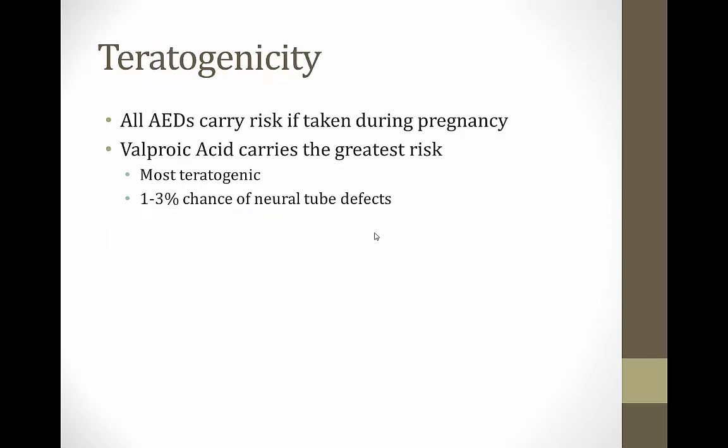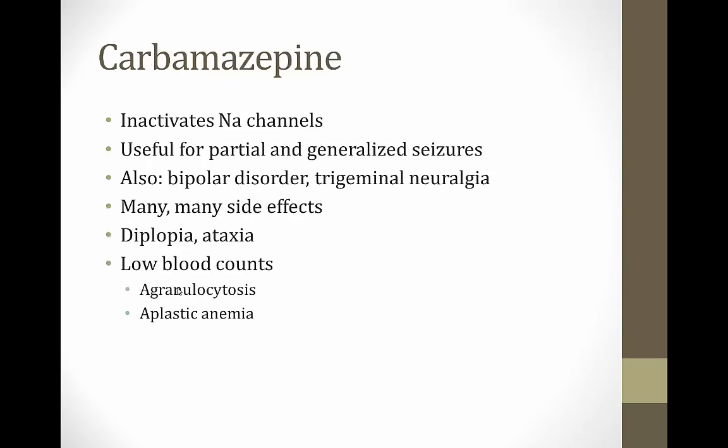Before we talk about any of the drugs, let me mention teratogenicity. All anti-epileptic drugs carry a risk if taken during pregnancy. And you should know that valproic acid carries the greatest risk. It's the most teratogenic, and it's got about a 2 or 3% chance of causing neural tube defects like spina bifida. So the first drug we'll talk about is carbamazepine, which is also called Tegretol.